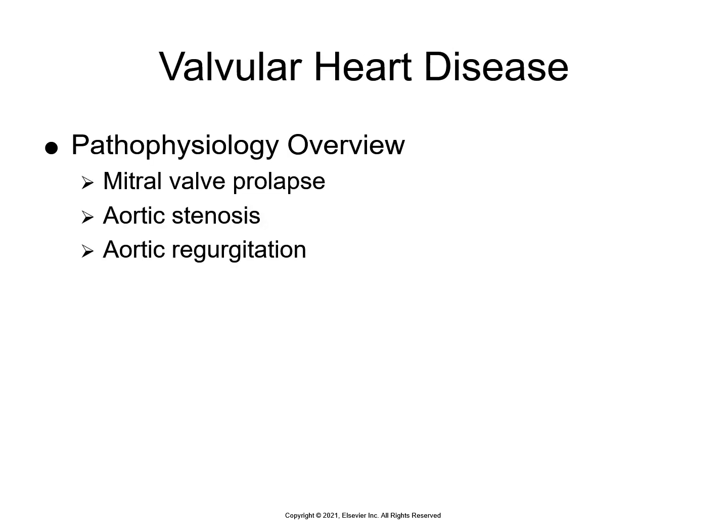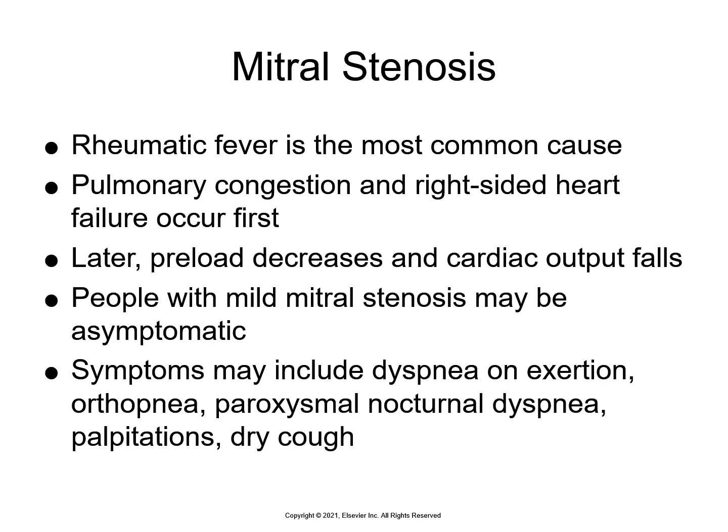So let's switch gears just a bit here and talk about valvular heart disease. For the pathophysiology, we're going to be talking about mitral valve prolapse, aortic stenosis, and aortic regurgitation. So let's first look at mitral stenosis. Rheumatic fever is the most common cause of mitral stenosis, and that's why everybody who has strep must be on an antibiotic. Mitral stenosis results from a rheumatic carditis, like rheumatic fever from strep throat, and it causes the valve to thicken and become very stiff.